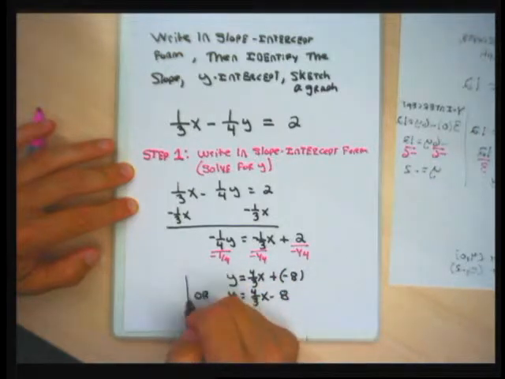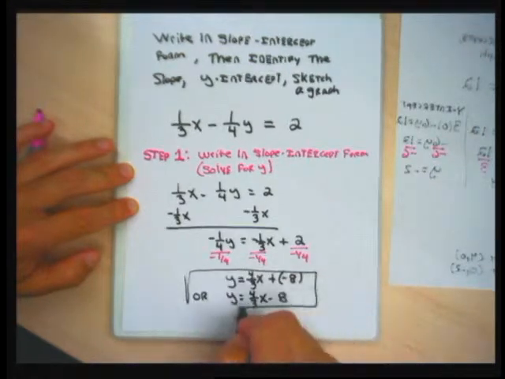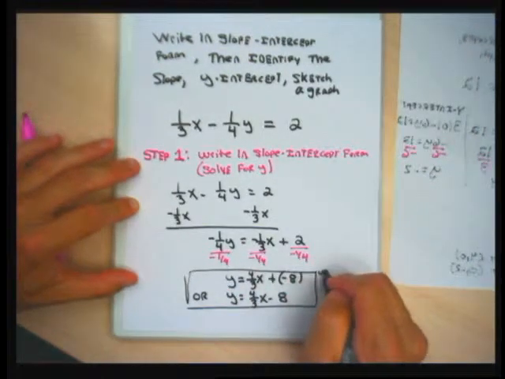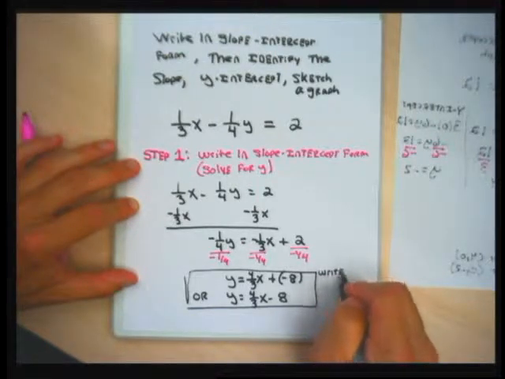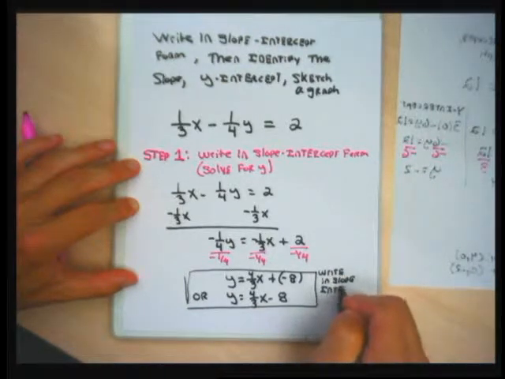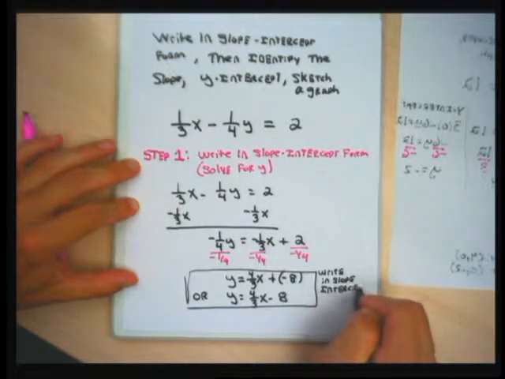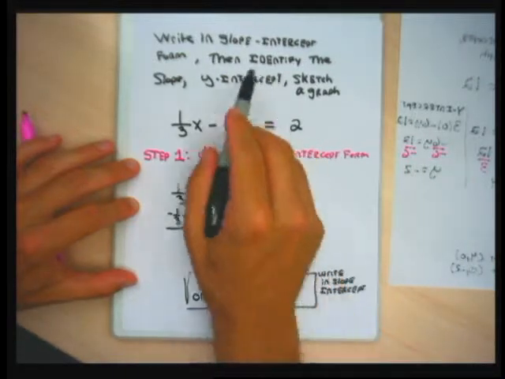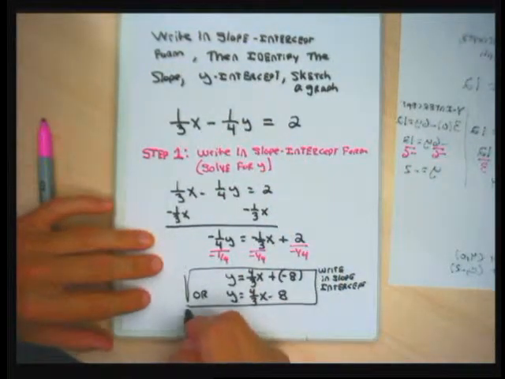So this is the first part. This is considered writing in slope-intercept form. And I'm basically done with everything that's hard. The rest of what needs to be done is not going to require any algebra. The next thing it says is to identify the y-intercept.